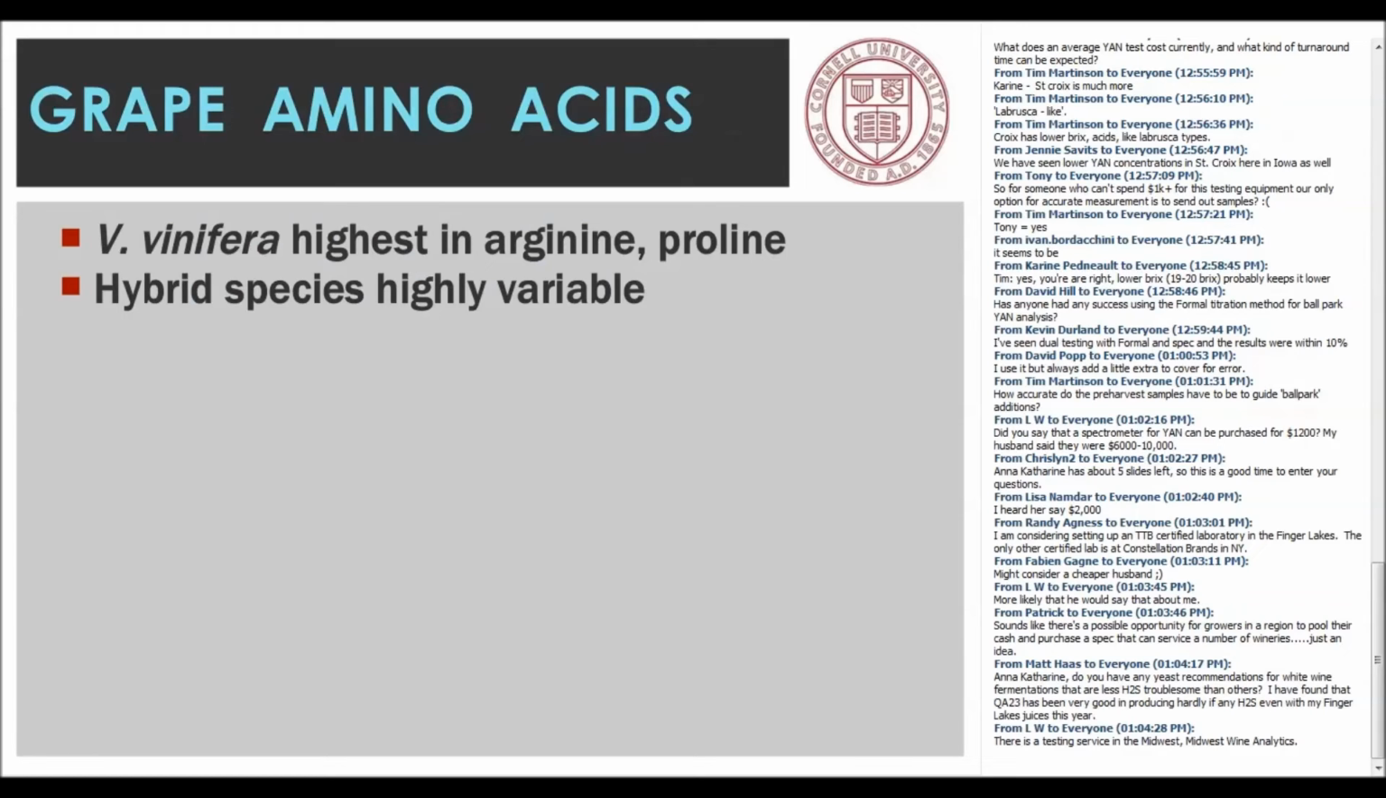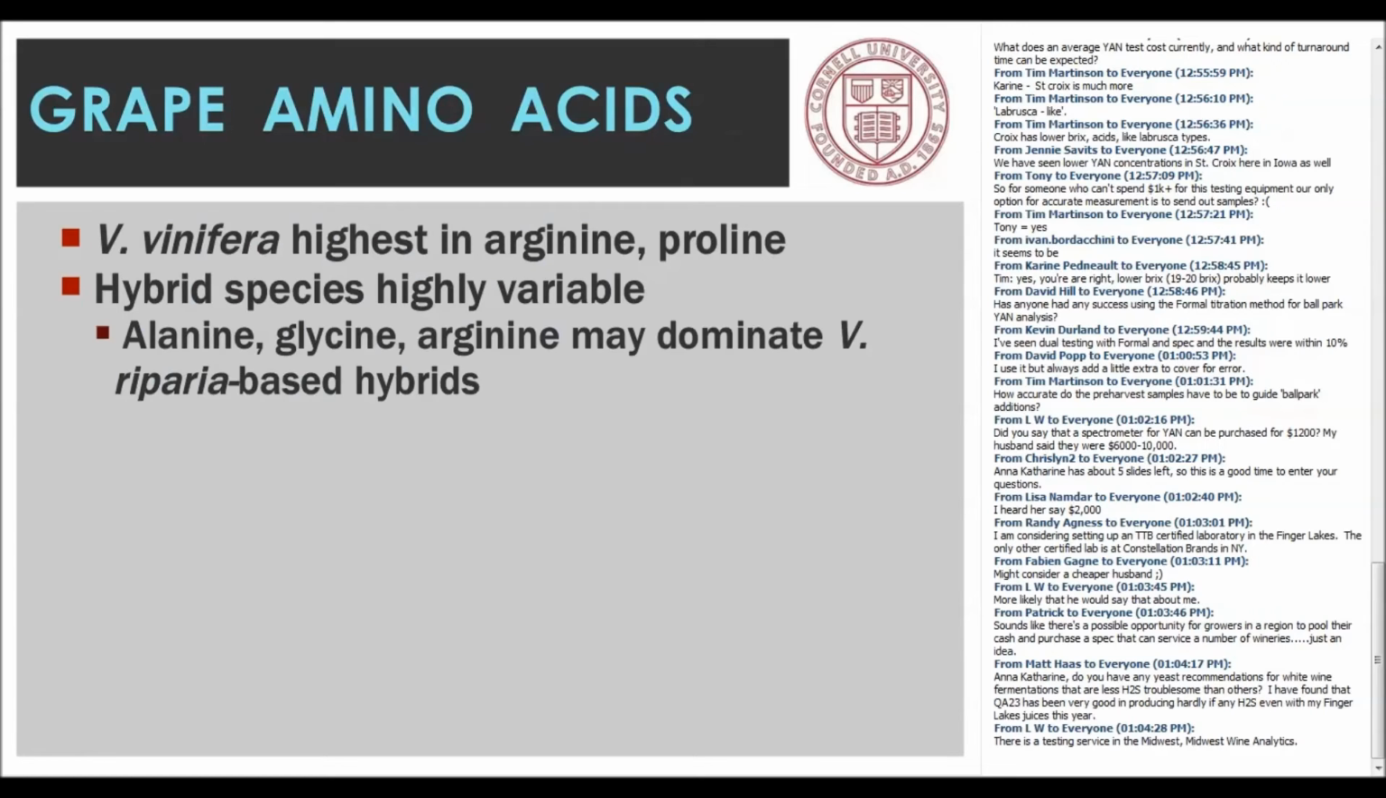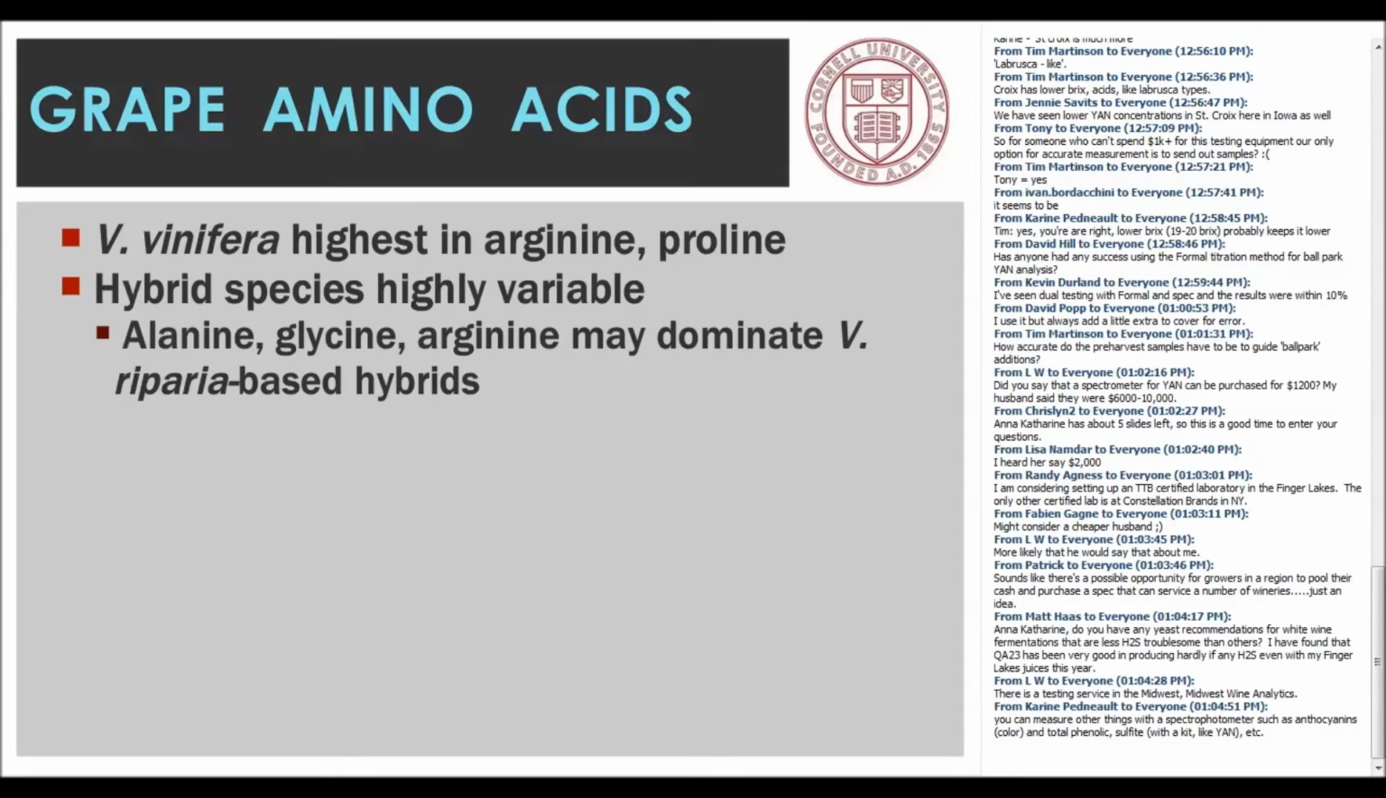showed us the hybrid species are really variable, that we can't assume that arginine and proline are the 2 primary amino acids. In many of the Riparia-based hybrids, in Frontenac and Marquette, the Crescent and Frontenac Gris, we saw a lot of alanine, a lot of glycine, and then some arginine as well. But it wasn't just arginine and proline. In fact, we saw negligible amounts of proline in some of these. Why do you care? Well, for a couple of reasons.